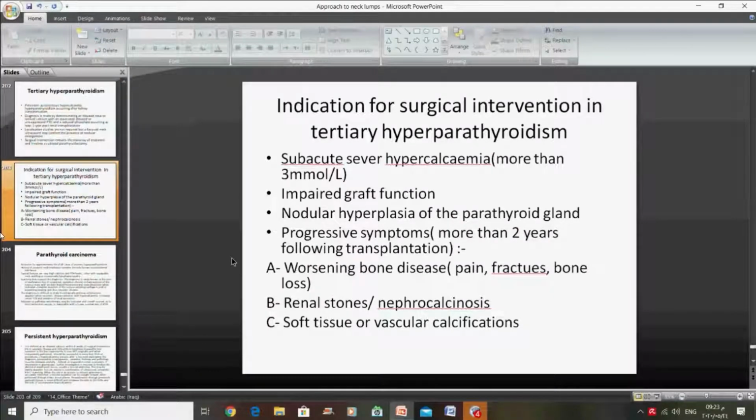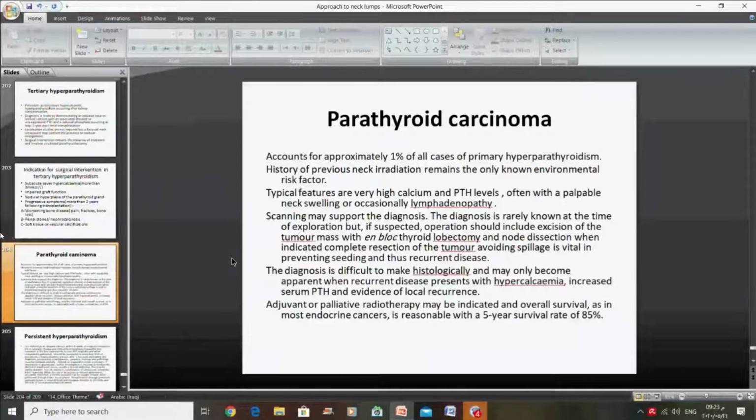Indications for surgical intervention in tertiary: subacute severe hypercalcemia, impaired graft function, nodular hyperplasia, progressive symptoms, worsening bone disease, renal stones, nephrocalcinosis, soft tissue or vascular calcifications.